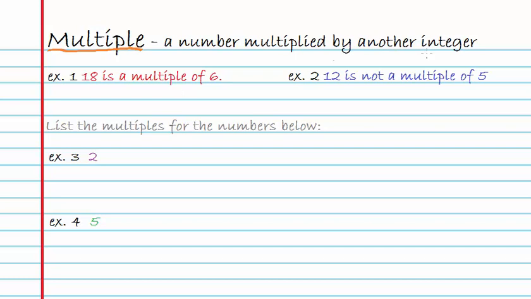But a multiple is just a number multiplied by another integer. The key part of the definition is integer. It has to be multiplied by an integer. So that is either a positive or negative whole number essentially.